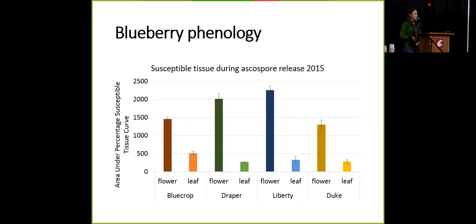This graph shows the total amount of susceptible tissue found on the plants over the ascospore period. The biggest difference I'd like to show here is that there was way more susceptible flower tissue found on the plants compared to leaf tissue, indicating that flowers may play a more significant role in this disease, as well as in management, compared to leaves. Between the 4 cultivars, Liberty had the highest amount of susceptible flower tissue, then Draper, Blue Crop, and Duke, whereas for leaves, Blue Crop had the highest amount of susceptible tissue.